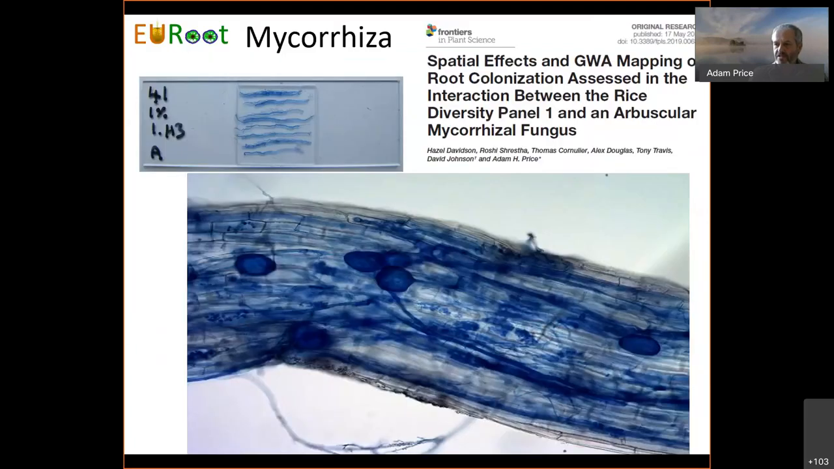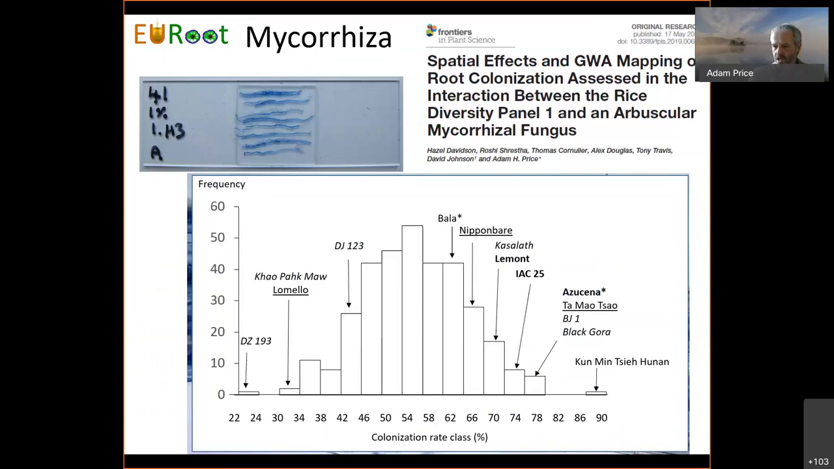So we've had a look at mycorrhiza. This is a study looking at a rice diversity panel. A huge amount of work. We actually infected them with Rhizophagus irregularis, the model fungus, and we looked at colonization rates. And we can see this massive and quite reproducible variation in colonization rates between rice cultivars. This is 300 rice cultivars checked. You see this variation.